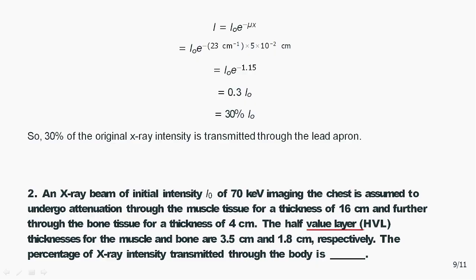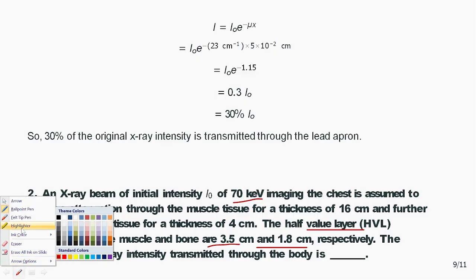Now the half value layer thicknesses of the muscle and bone are 3.5 and 1.8 centimeter respectively at 70 kilo electron volt. 3.5 for muscle, 1.8 for bone. That means half of the intensity will be absorbed at 3.5 centimeter of muscle and 1.8 centimeter of bone. Then the percentage of X-ray intensity transmitted through the body is dash. So we'll see that.